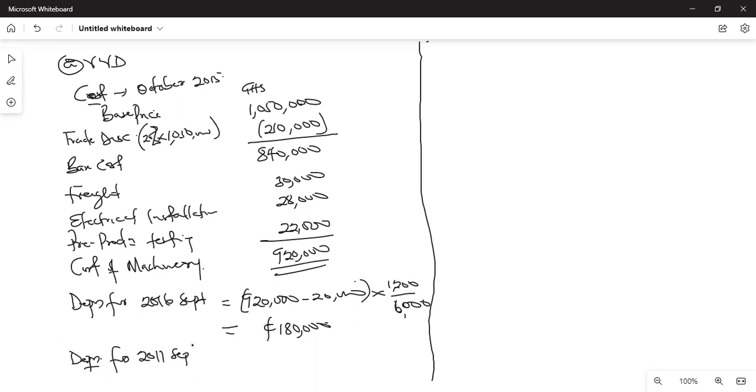So we need to go through and do our depreciation for 2017 September. We have the same cost, 920. We take out our scrap, 20,000, and we multiply by the number. At 2017, we had 1,800 divided by 6,000, and that is going to give us 270 cedis.